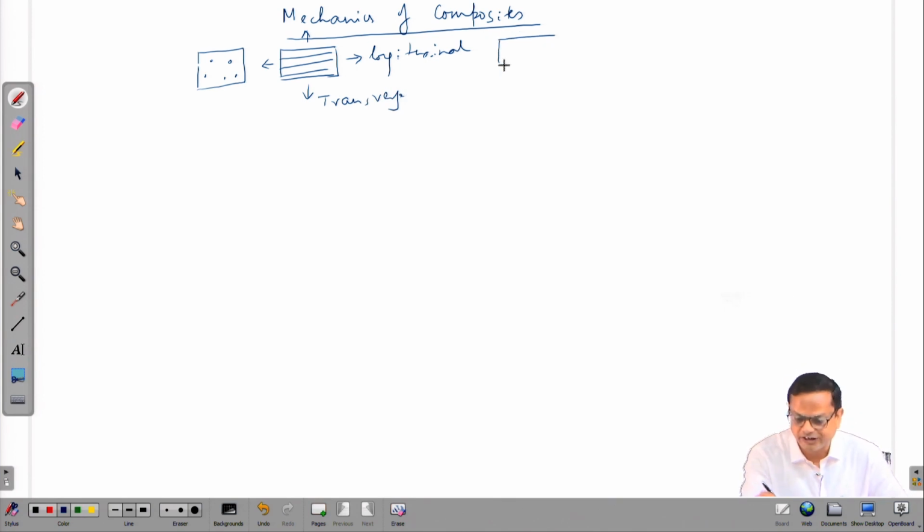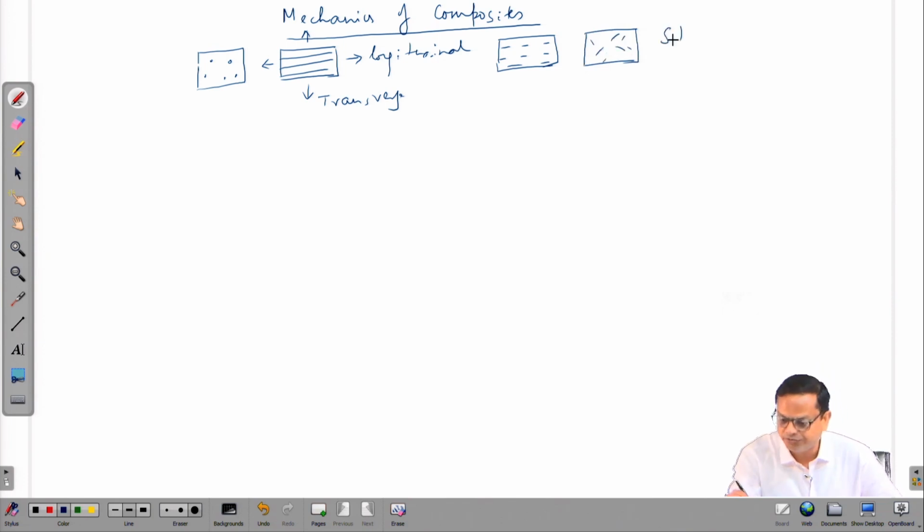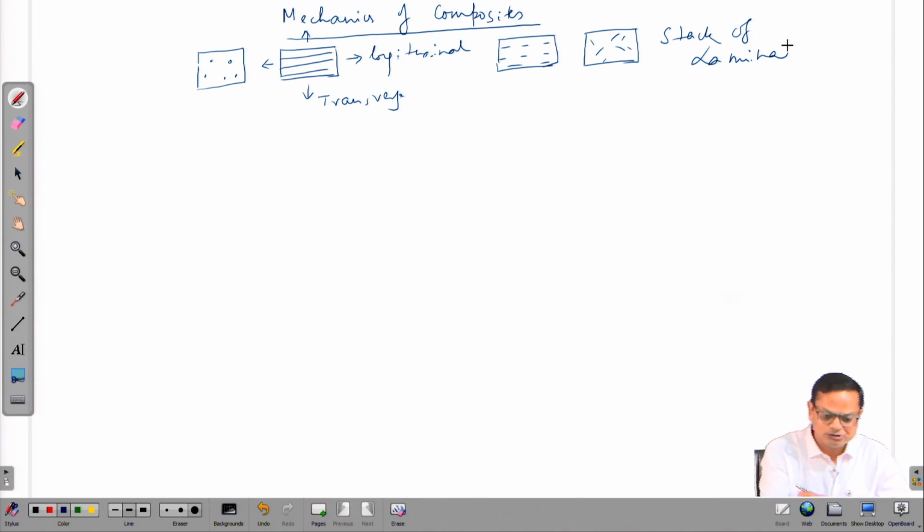Similarly, we can have short fibers which are aligned, and also we can have short fibers which are randomly distributed, and then you can have a stack of lamina. Okay. And our aim would be to understand the overall mechanical properties of these combinations. Before we start, initially we will have some basic assumptions as we move along.